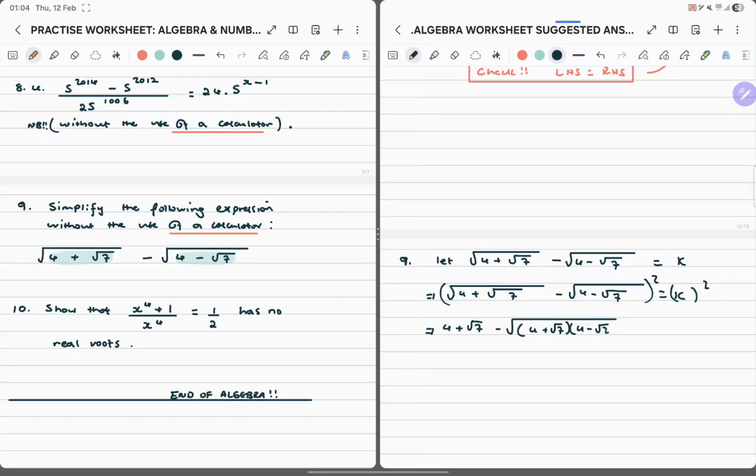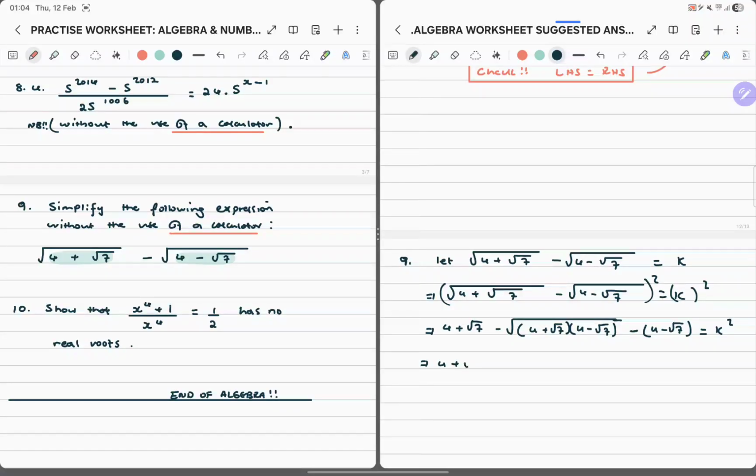I'm moving quick, guys, so if you don't follow, you're going to hold me up. So this is going to be minus, and of course that comes up when we square that last part. So it's going to be 4 minus root 7. And then we're going to say equal to K squared. Right, we go on.